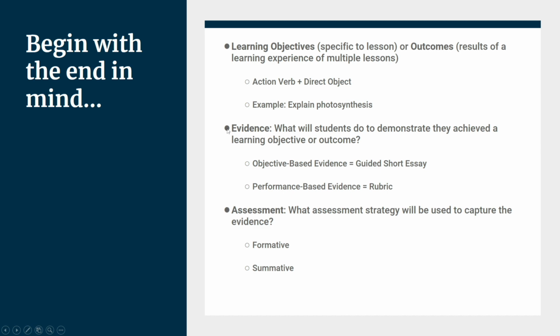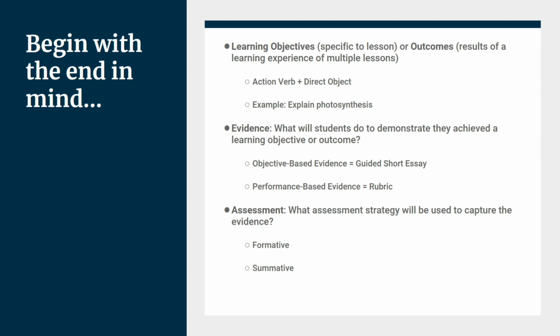As we begin thinking about assessment of outcomes, we start with the end in mind. So what do you want to accomplish, or what do you want students to accomplish? This is done by identifying your learning objectives, which are more specific, or your learning outcomes, which can be a little bit more general and are reflective of what happens if they complete a learning experience or a number of lessons, such as a unit or the end of a course.